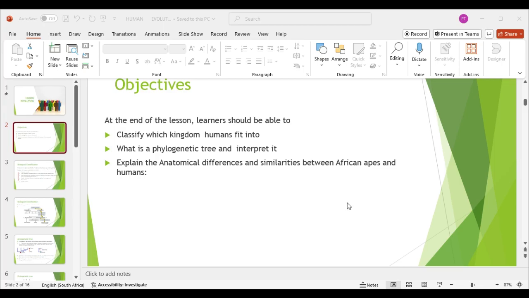Now, these are the objectives of this lesson, what you should be able to do out of this lesson. At the end of the lesson, learners should be able to classify which kingdom humans fit into, explain what a phylogenetic tree is, and also interpret it. You must also explain the anatomical differences and similarities between African apes and humans.